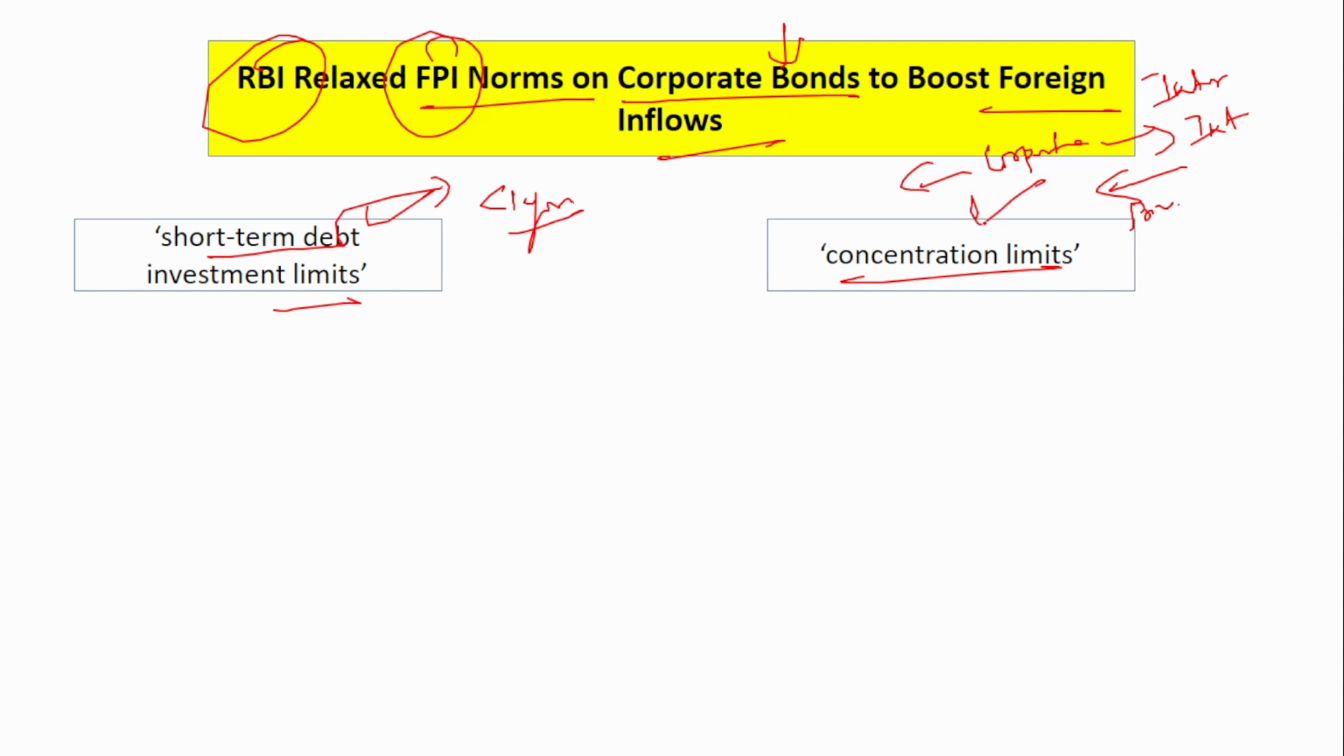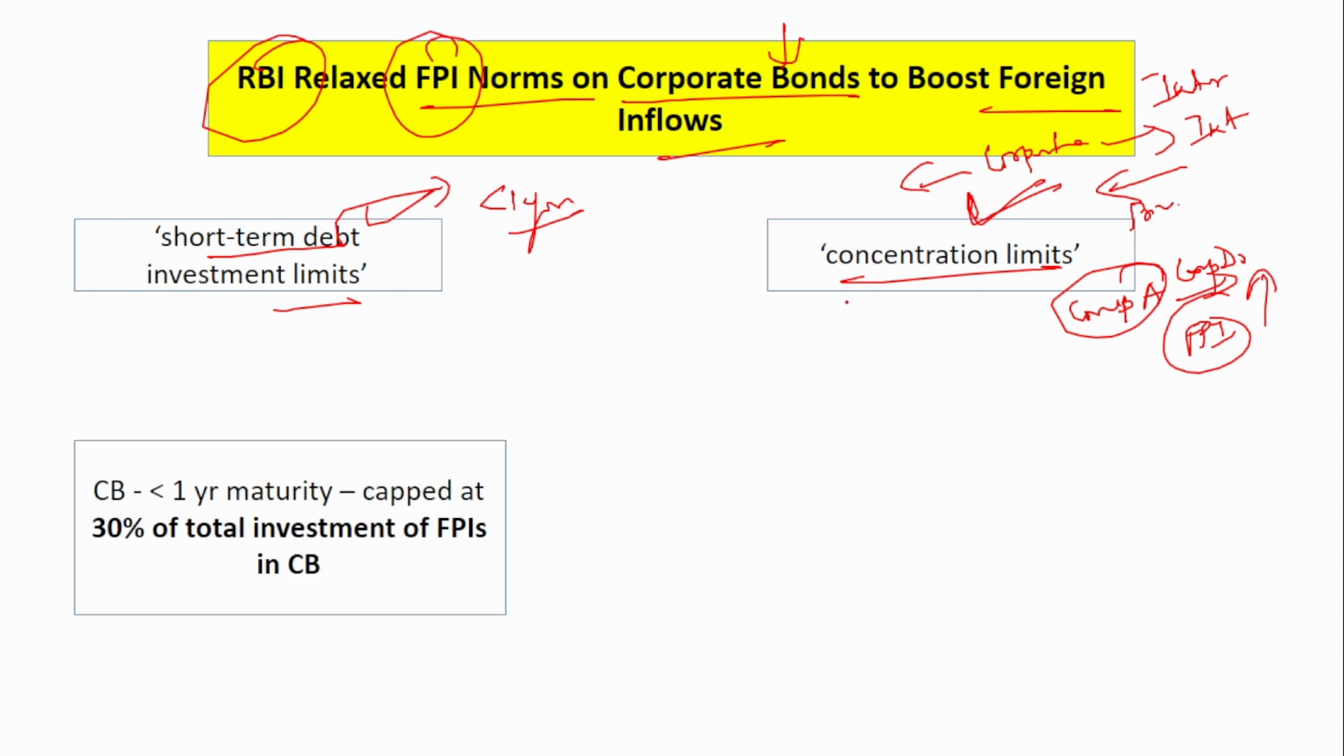And the concentration limit: say suppose there is a company A, and it is issuing a corporate bond. There will be a restriction on how much an FPI can invest in the corporate bond of company A. If a company is issuing a corporate bond, how much percentage can an FPI invest in that company's corporate bond? That is called the concentration limit. The purpose of introducing the concentration limit was to avoid overexposure, so that the FPI does not invest their entire money in just one company's corporate bond. That is very risky, right? So to avoid that overexposure, this concentration limit was introduced. Now both these limits have been removed.